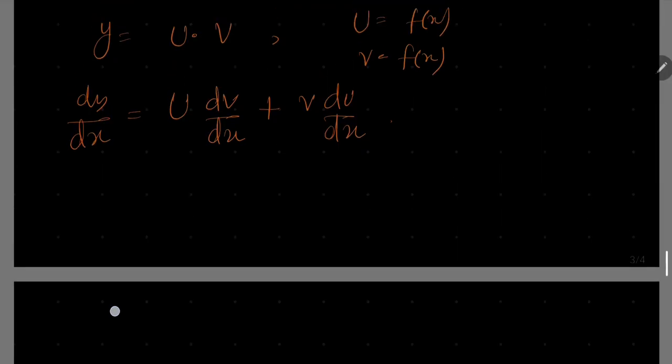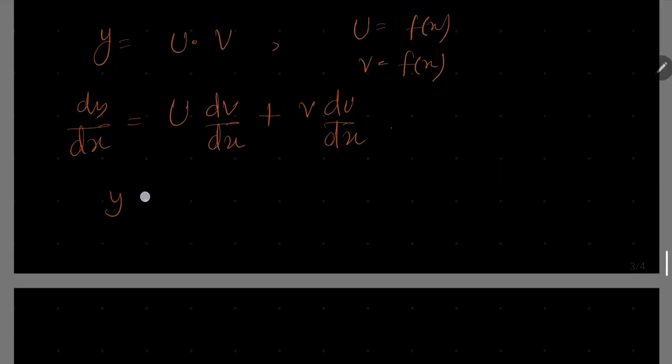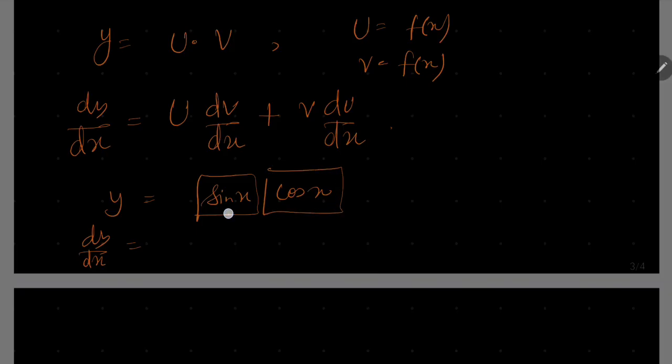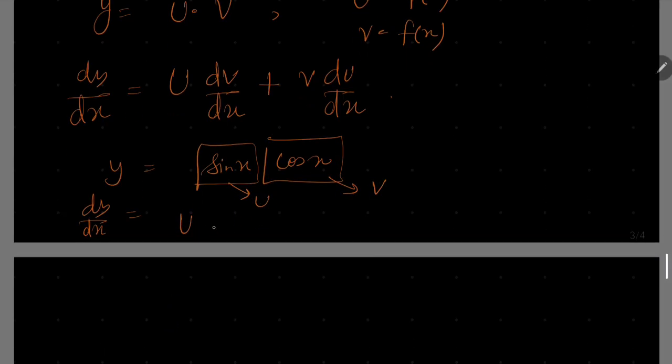Okay, let's do a question. If I have been asked y is equal to sin x cos x, and you have been asked to differentiate y with respect to x. Now consider this one as u, consider this one as v. Now put u as constant and differentiate v.